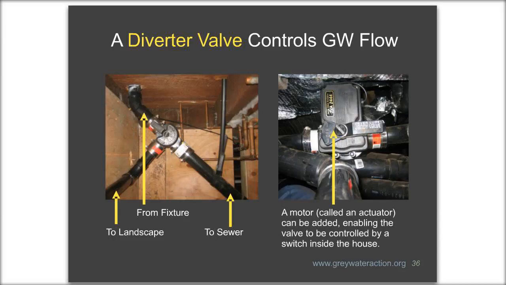So you can add a motor to that valve and control it by a switch inside your bathroom or somewhere in your home. The picture on the right is showing a valve that has a motor attached to it. It's called an actuator, and it just sits right on the valve, and then it's a plug-in switch. So you just have to have an outlet to plug it into and then run the switch in your bathroom. So that's pretty simple to do.